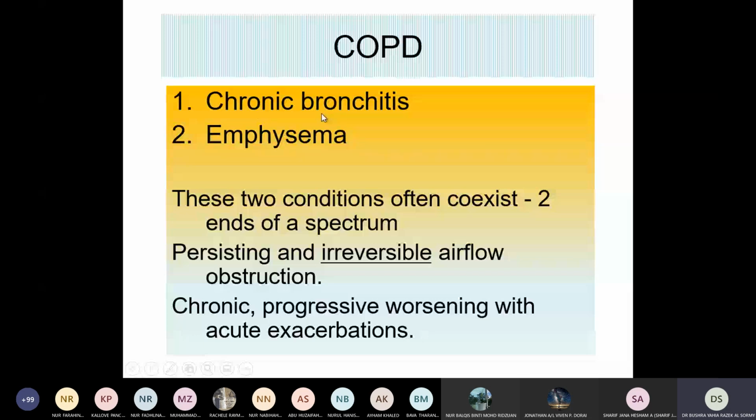These two conditions often coexist at the end of the spectrum. I mean, if they started with bronchitis, at the end they can also manifest with emphysema, or if they started with emphysema, they also get chronic bronchitis. So at the end, both conditions coexist. So persisting and irreversible airway obstruction, chronic progressive worsening with acute exacerbation.